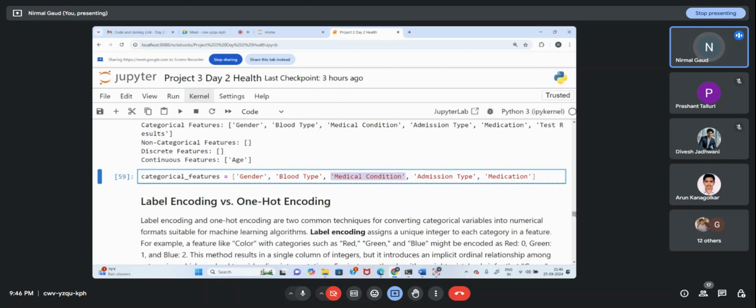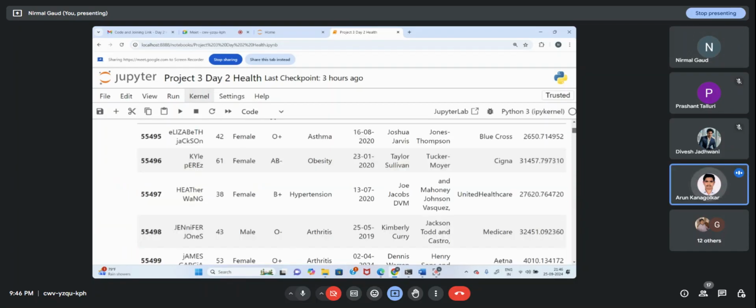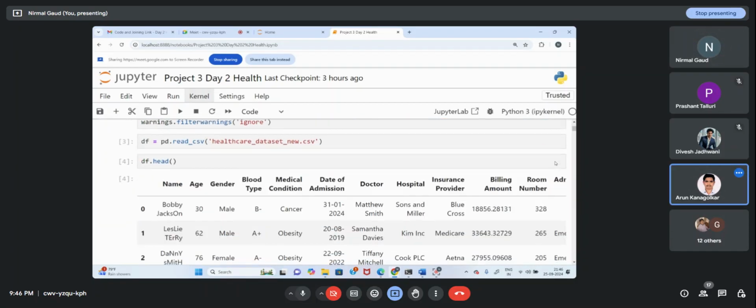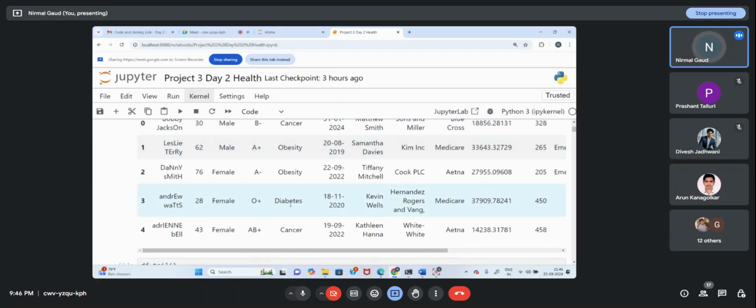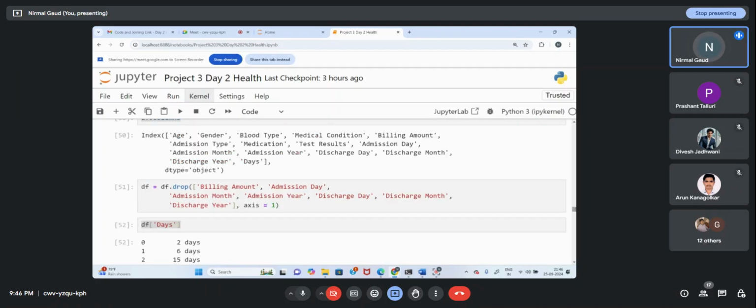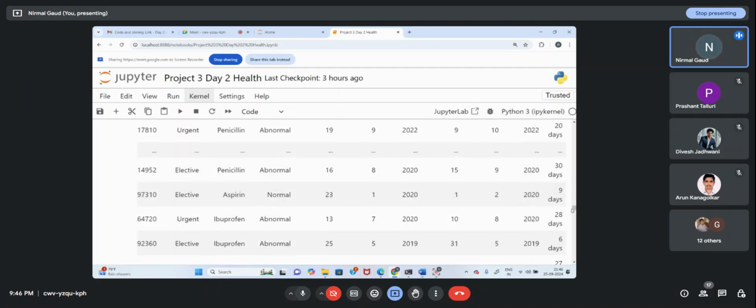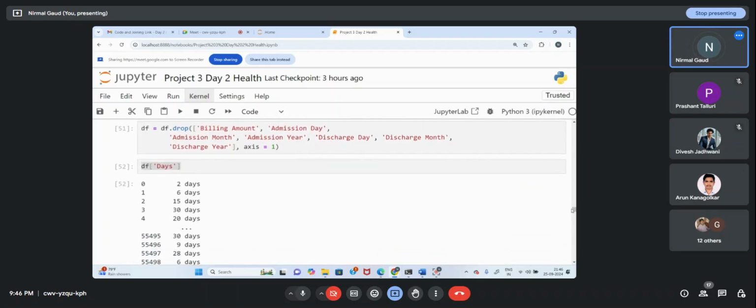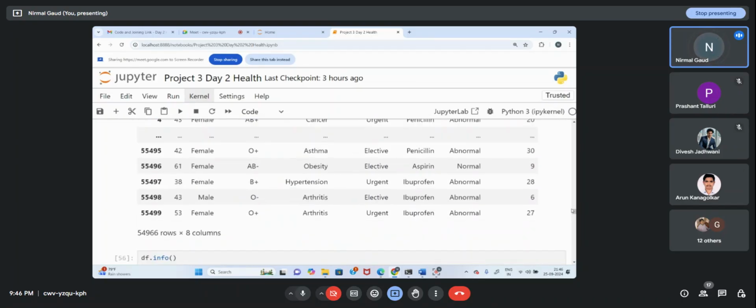Okay, what are the values for medical condition? If you check, it's absolutely not ordinal. Medical condition, cancer, obesity, diabetes, is not at all in any order. So we can create the dummies for them. That's what I think.